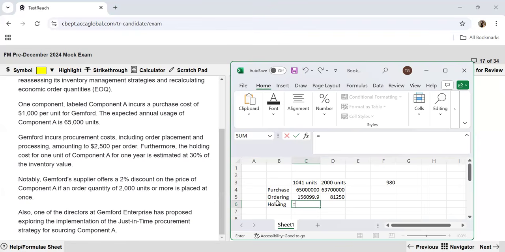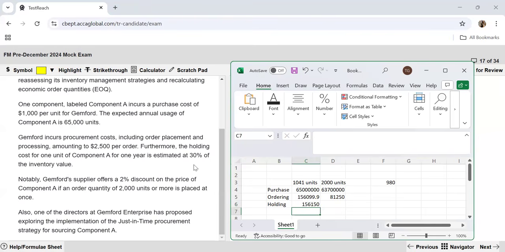So in the first case, you're ordering 1041 units. So your average inventory will be 1041 divided by 2. And this needs to be multiplied by the holding cost. Holding cost is given as 30% of the inventory value. So that is 30% of 1,000. So this is what will give you your holding cost.